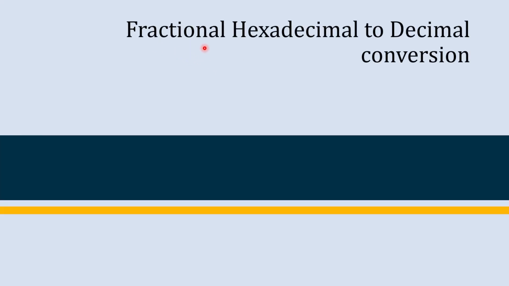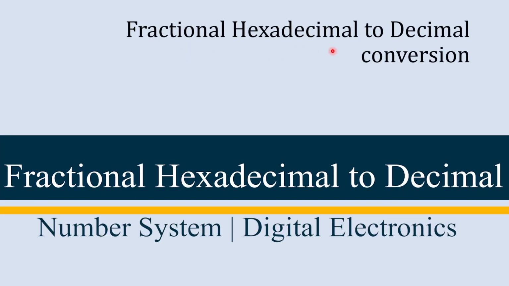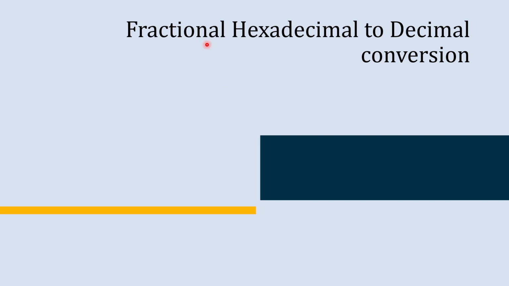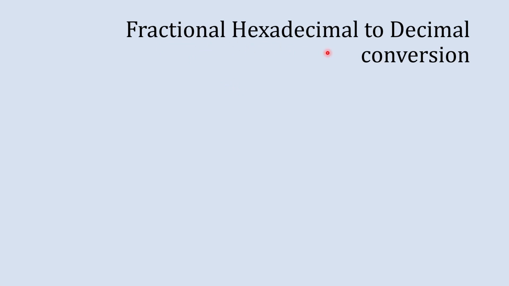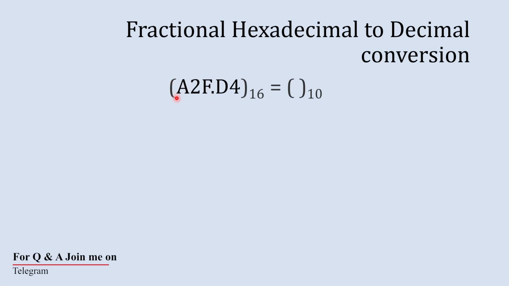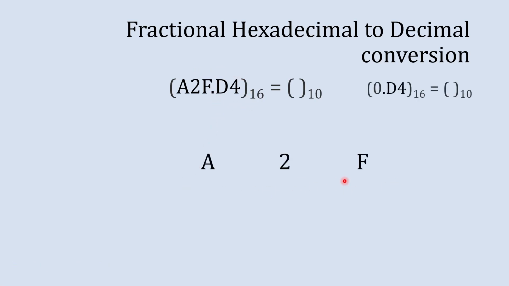In this section we are going to convert a fractional hexadecimal number into a decimal number. For that we are going to take a fractional hexadecimal number. So this is our fractional hexadecimal number. To solve this, we'll start with the whole number part and we'll write the fractional part aside for some time. So here is our whole number part. To convert this hexadecimal into decimal, we'll start with the rightmost digit, the ones place, and then go for the tens place and hundreds place.